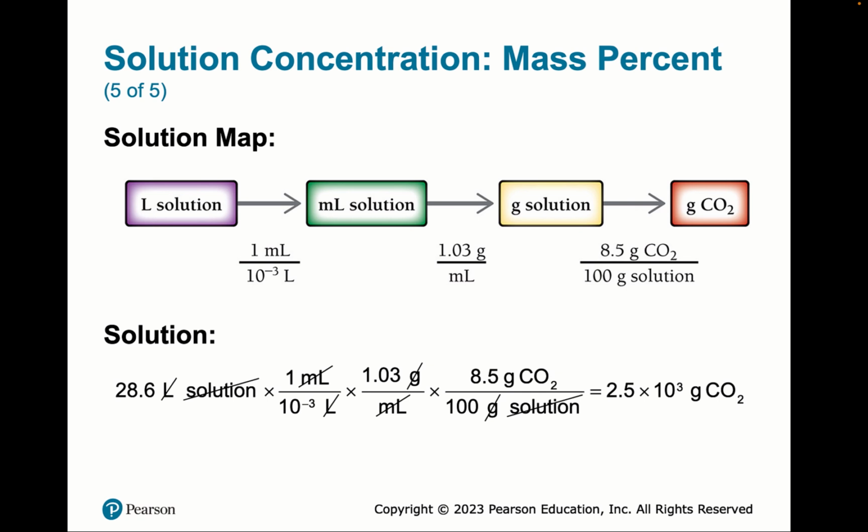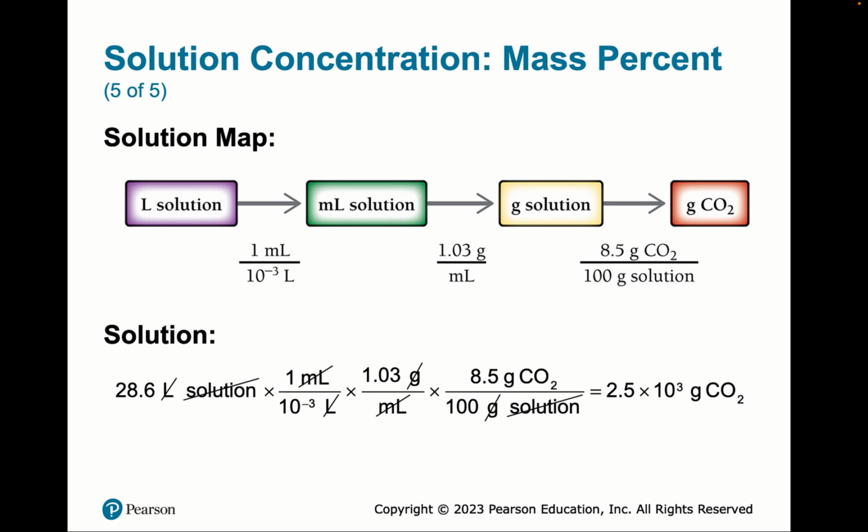So to do this, we're going to do dimensional analysis. We're going to start off with what we know and work our way over to the answer that we need, which is the mass of carbon dioxide. So we'll start off with the amount of solution here. A milliliter is 1,000th of a liter, so you divide by that, so you multiply by 1,000.